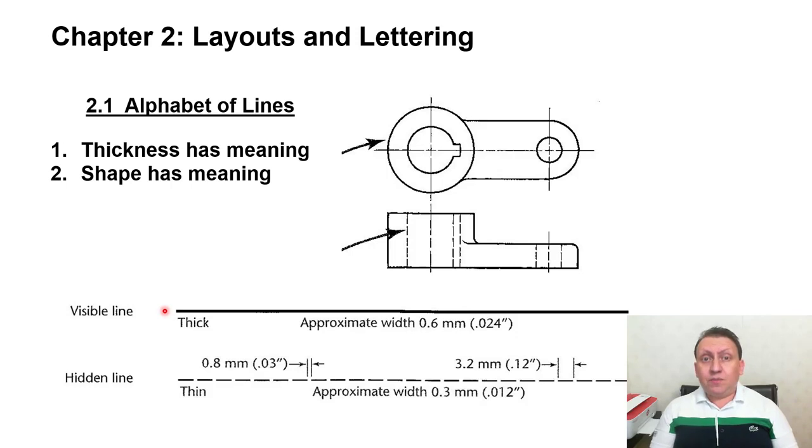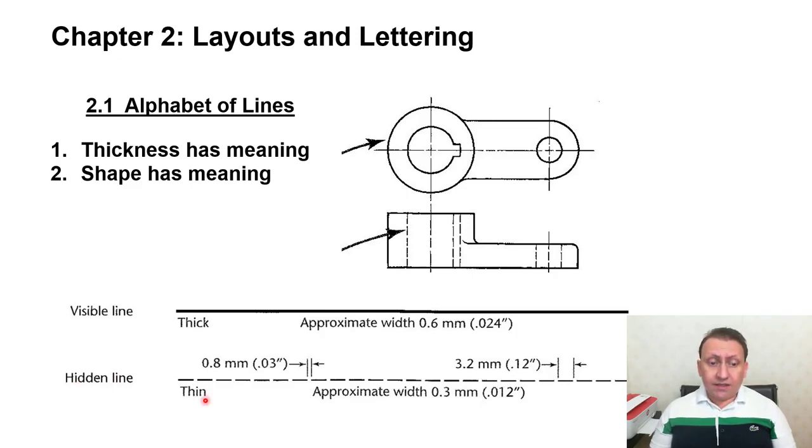What's the purpose of the visible line? Where do we use the visible line? Simply, when you draw the boundary of the shape, the geometry. Here, the geometry. The hole. The profile. All the time, you have to draw it in visible line, because you want other people to understand your drawing.